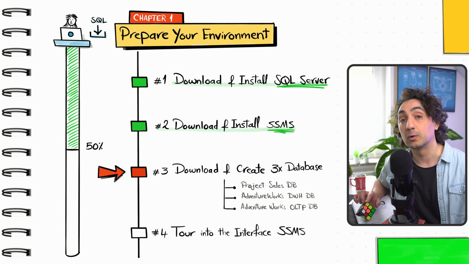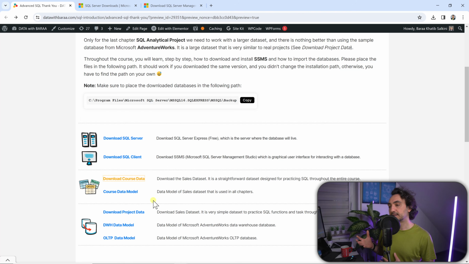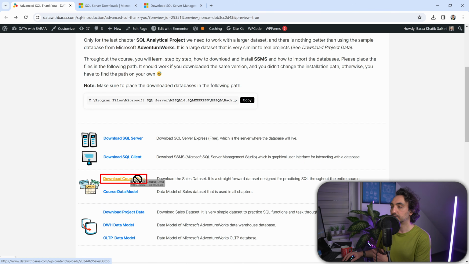In the next step, we're gonna go and get data. So we're gonna download and restore 3 different databases. Here we have different sources for the databases, one that I have prepared and another one from Microsoft. The one that I've prepared is a very simple database with few records for the sales, and I made it in order to practice SQL. So let's go and download it.